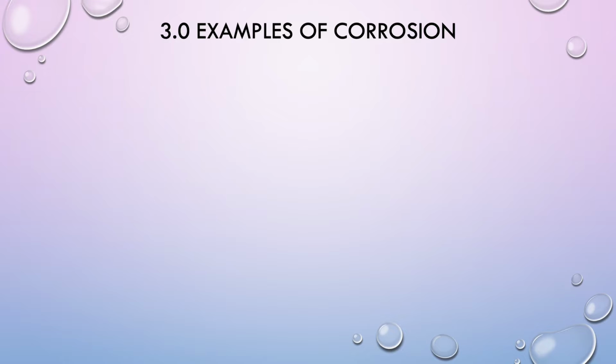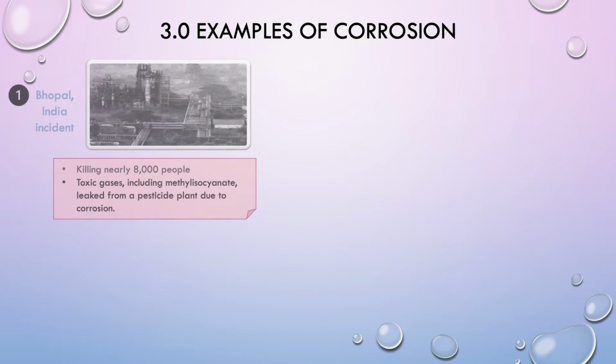Next, let's explore examples of corrosion. The first one is the Bhopal, India incident. In December 1984, a massive industrial disaster occurred, killing nearly 8,000 people. Toxic gases, including methyl isocyanate, leaked from a pesticide plant due to corrosion. This happened because water accidentally entered a tank holding over 40 tons of methyl isocyanate, causing a chemical reaction. This reaction increased pressure and heat, worsened by chloroform and iron from the corroded tank. The safety valve opened, releasing a toxic gas cloud.